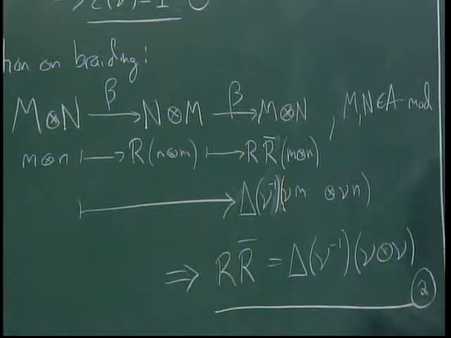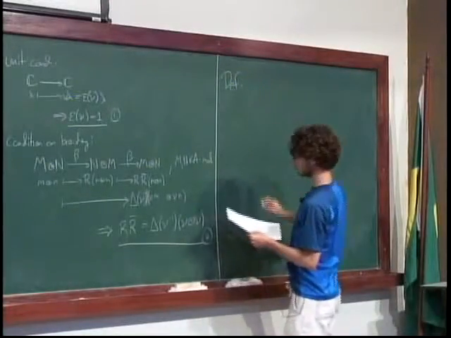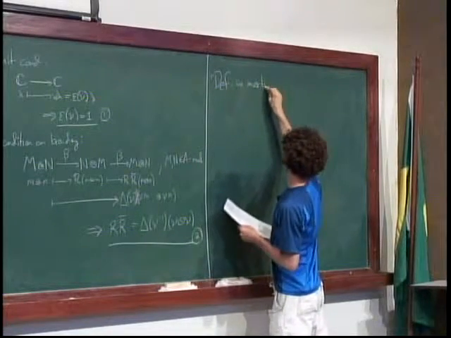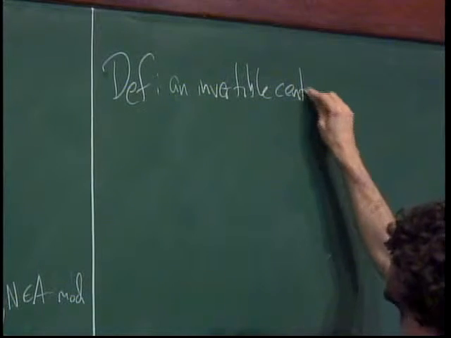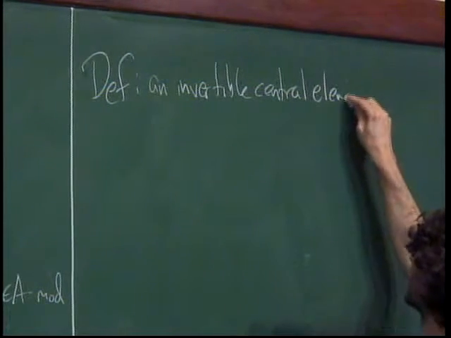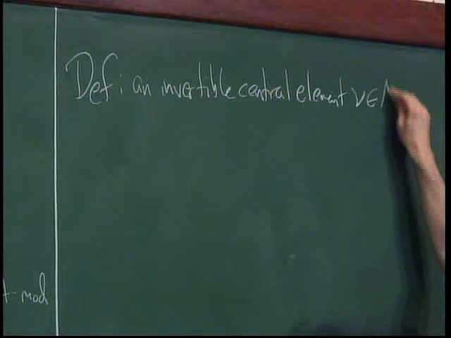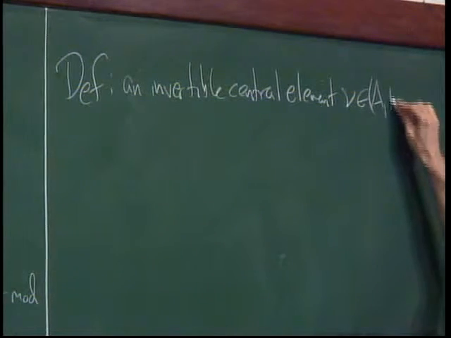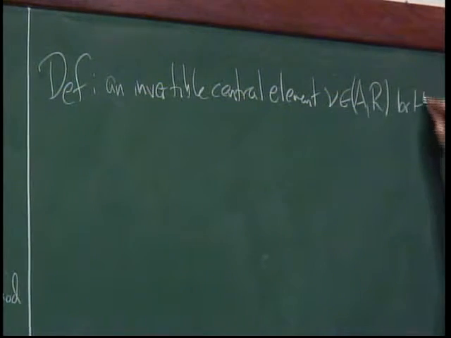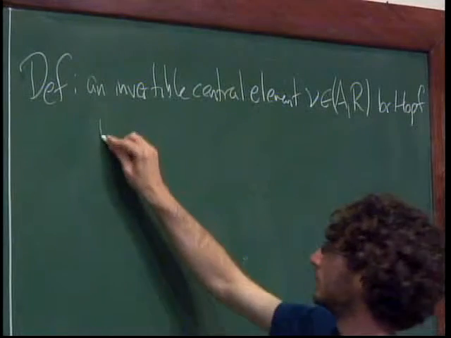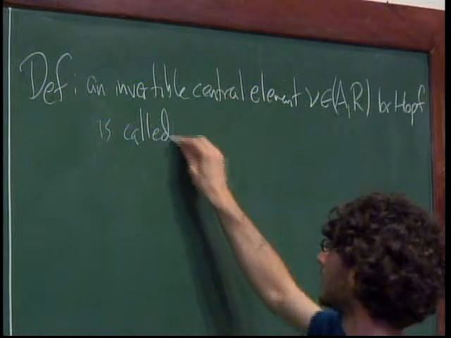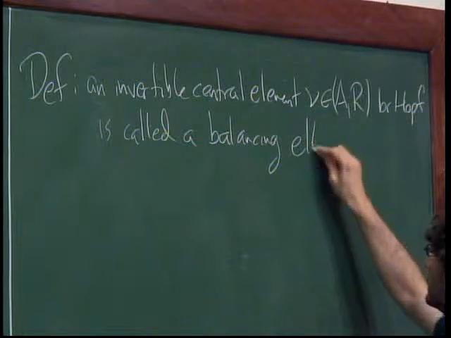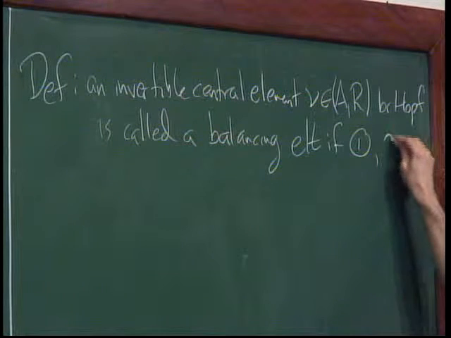And so now, as you can probably guess, we're going to define an invertible central element nu in A, where A is some braided Hopf algebra, is called a balancing element if it satisfies 1 and 2.